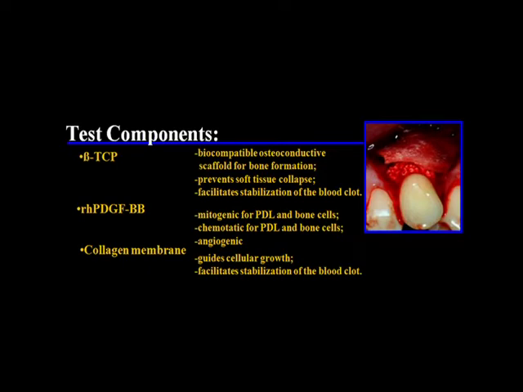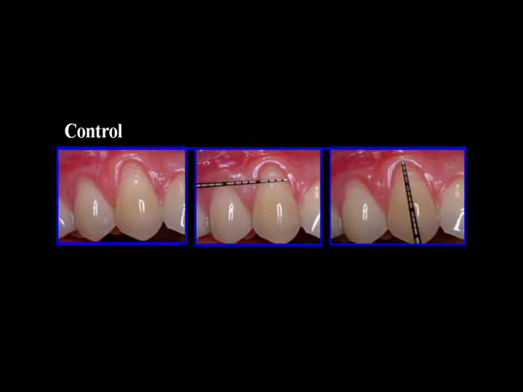that it causes osteoblasts to produce VEGF. Now, in the pilot study, we also used a collagen membrane. I chose that because I was afraid that TCP particles might migrate, but the membrane itself will guide cellular growth and facilitate stabilization of the blood clot. So let's look at a control.